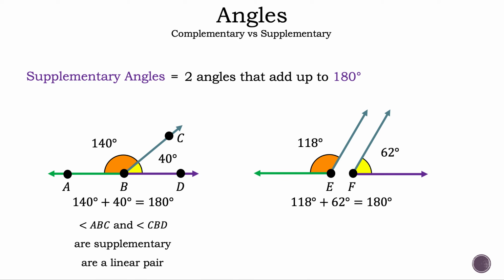Let's continue with the right side. We already know angle E and angle F are supplementary, but this time they do not form a linear pair because they are not adjacent angles. And there we have it.